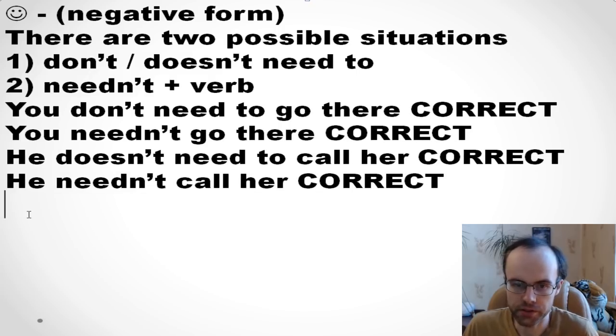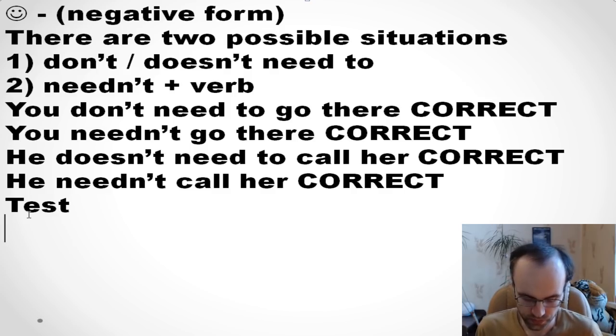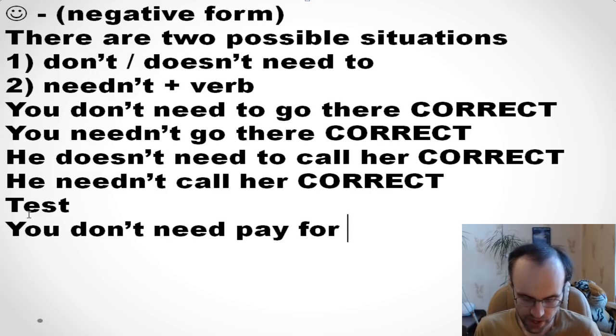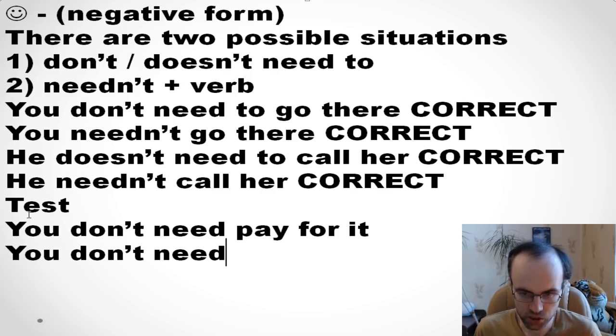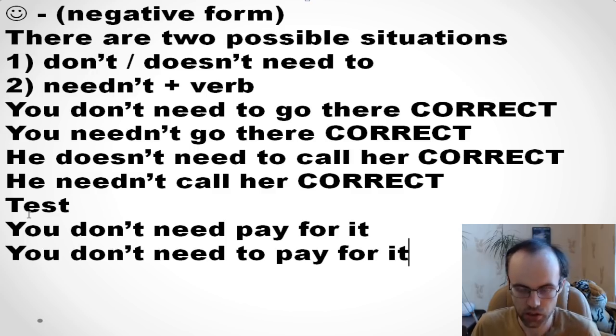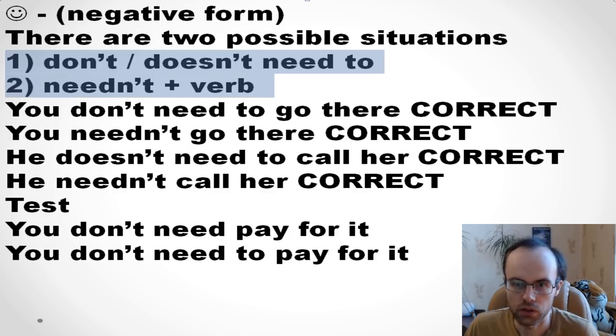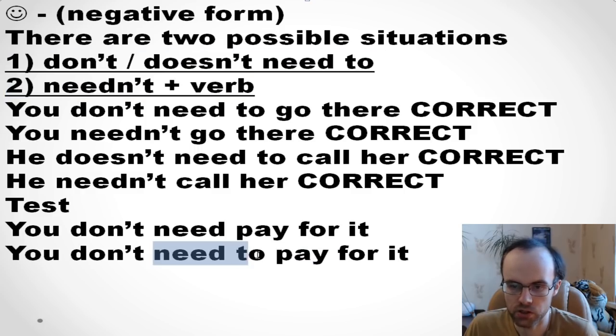Okay, my friend, very good. And I have a test for you. You don't need pay for it, or you don't need to pay for it? Which sentence is correct? We know need to, so you don't need to pay for it. Good.